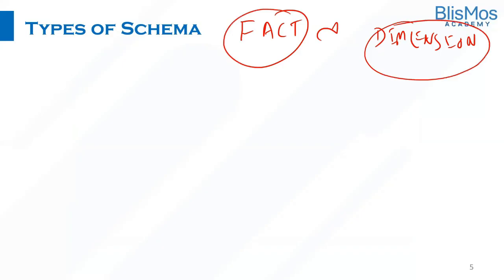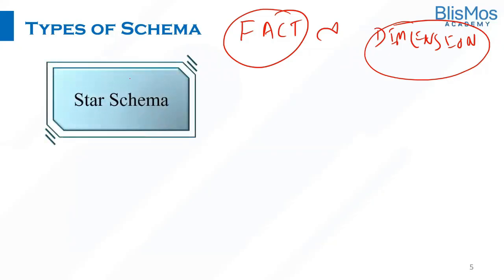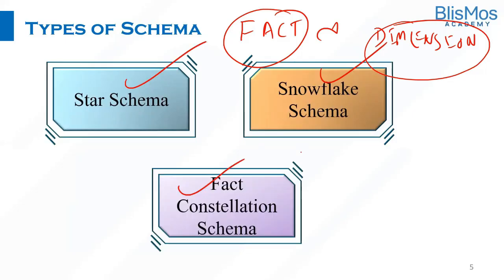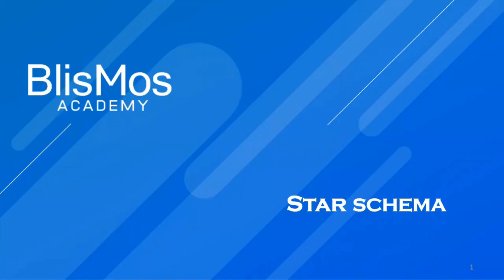Based on how the fact and dimension tables are arranged, we have different types of schema in a data warehouse, and they are, first and foremost, star schema. The second one being snowflake schema. The third one is fact constellation schema.